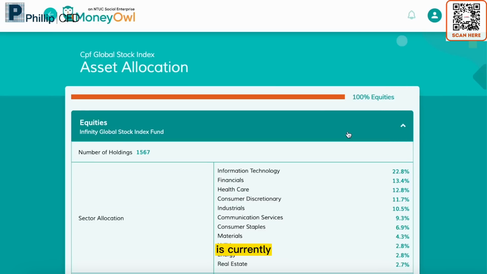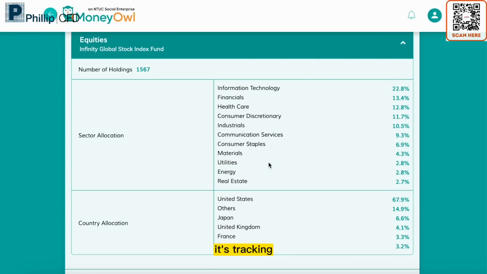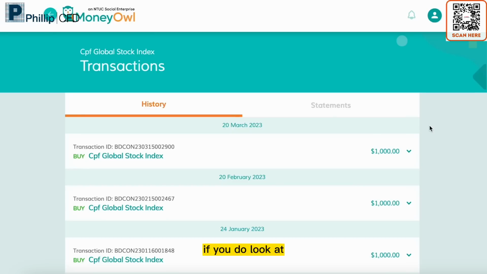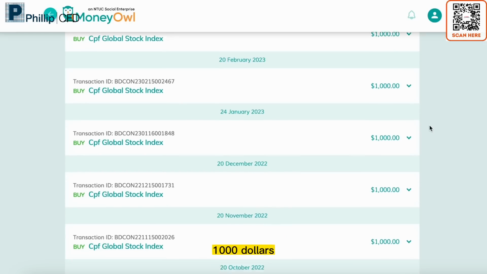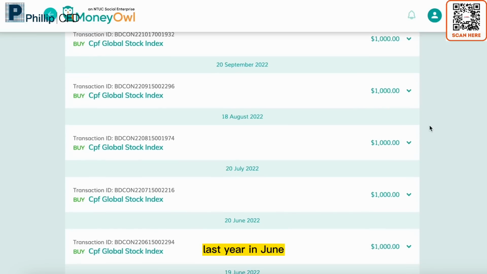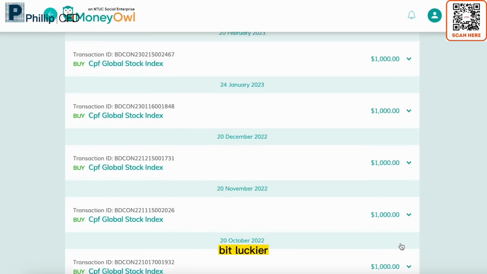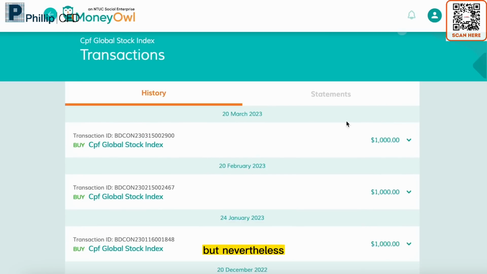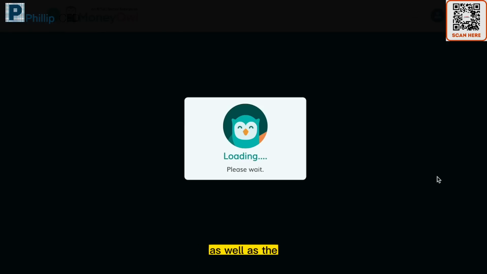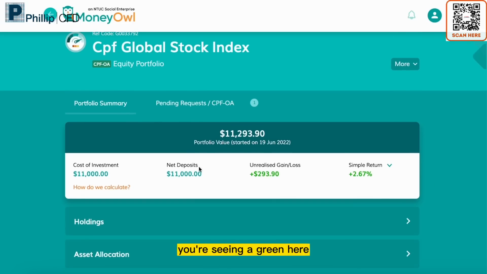And the asset allocation wise is currently mainly in the IT sector because it's tracking global stock markets. But you see, US is still a majority. So the fundamental of my portfolios are mainly still in the United States market. And then if you do look at my transactions, I do dollar cost average $1,000 monthly since last year in June. So because it started in the mid of June last year, which was already halfway of the bear market, that's why it's slightly better than Endowus, right? Because Endowus started during a bull market, and with the bear market, everything has fallen. So MoneyOwl is a little bit luckier in terms of timing, I would say, but nevertheless, the expense ratio in MoneyOwl is much greater, as well as the management fees. So that's why you're seeing a green here for now.